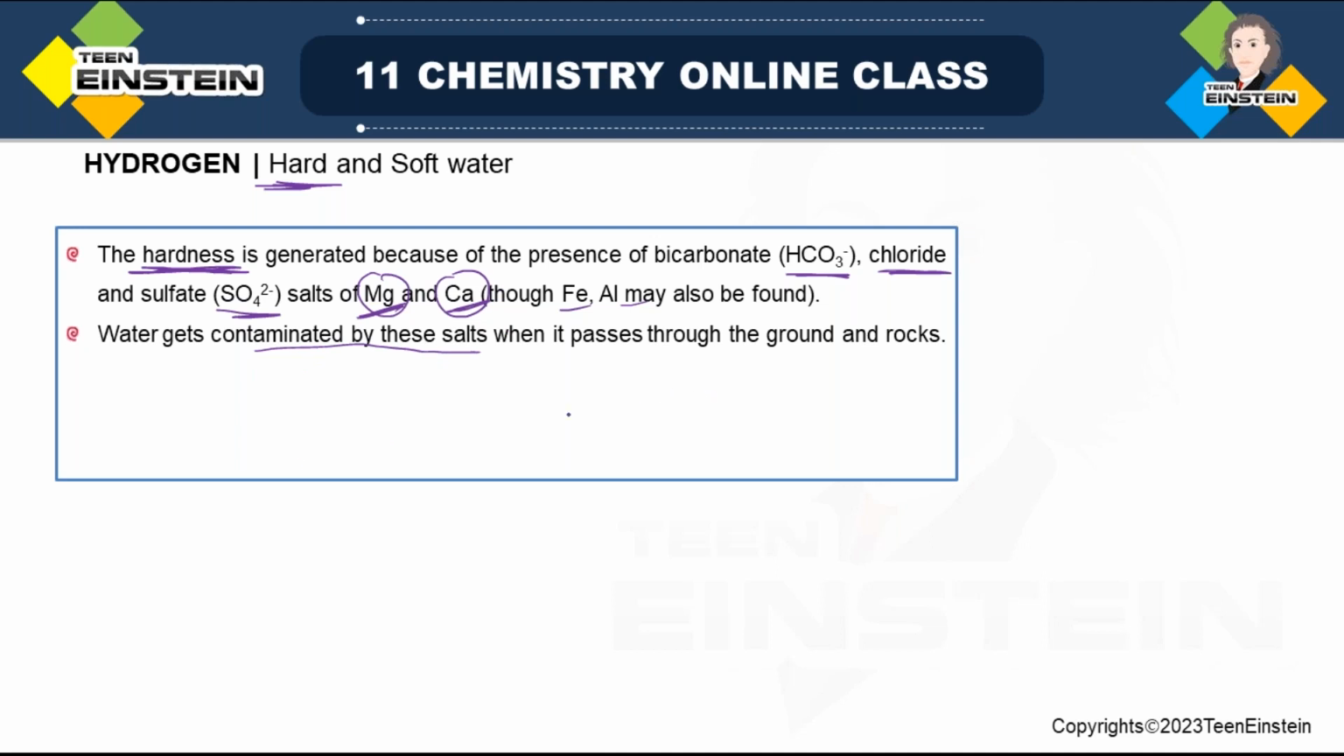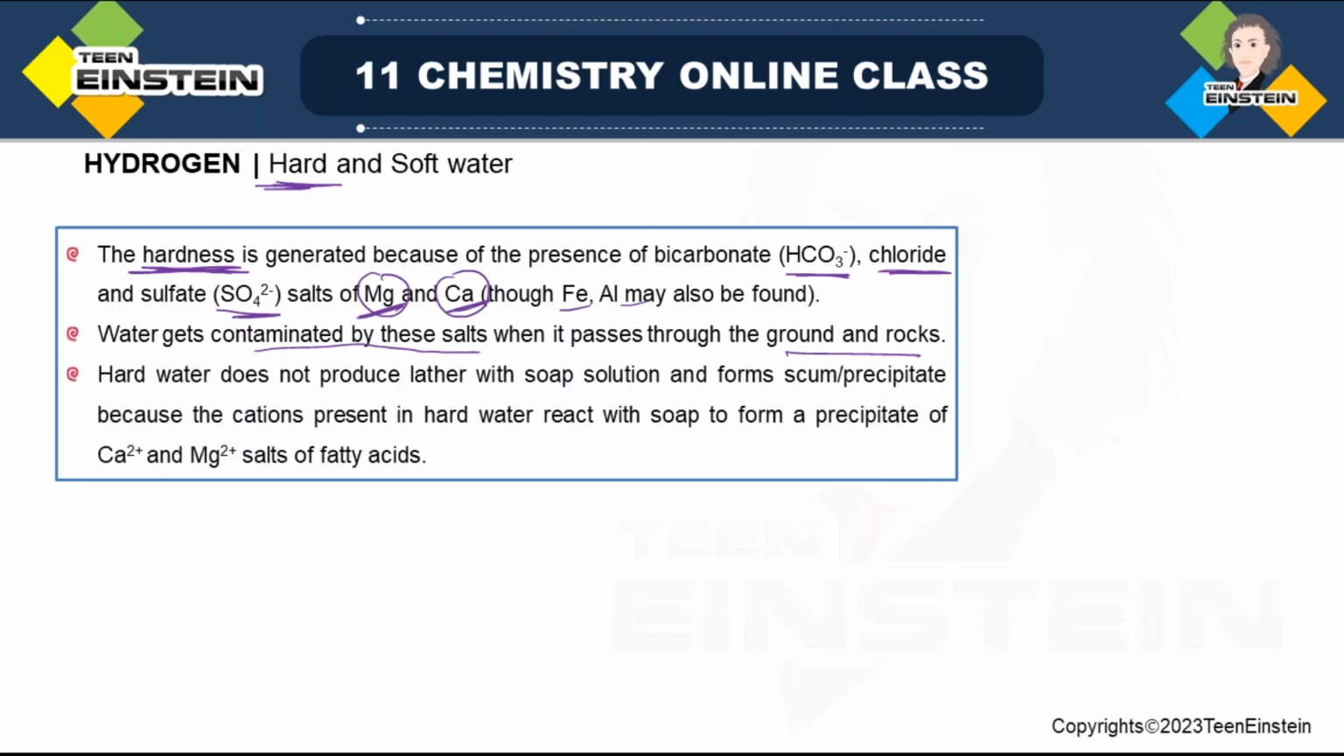Now, how is it contaminated by these salts? It gets contaminated when it passes through ground and rocks, because in ground and rocks there may be the presence of these salts and they have some solubility. So now they are present in water. Hard water does not produce lather with soap. This is a characteristic of hard water, and in this way you can also understand the difference between hard water and soft water. If you want to make some lather, you will not be able to do so. Instead, you will get some scum formation or precipitate formation.